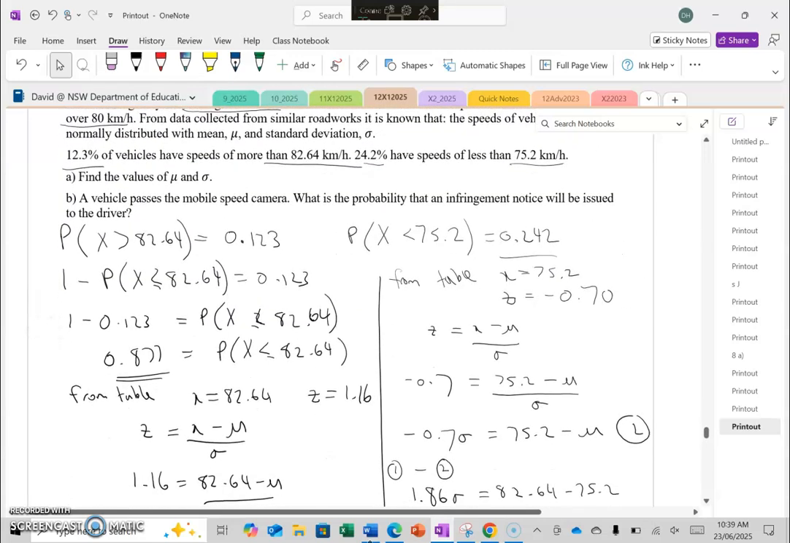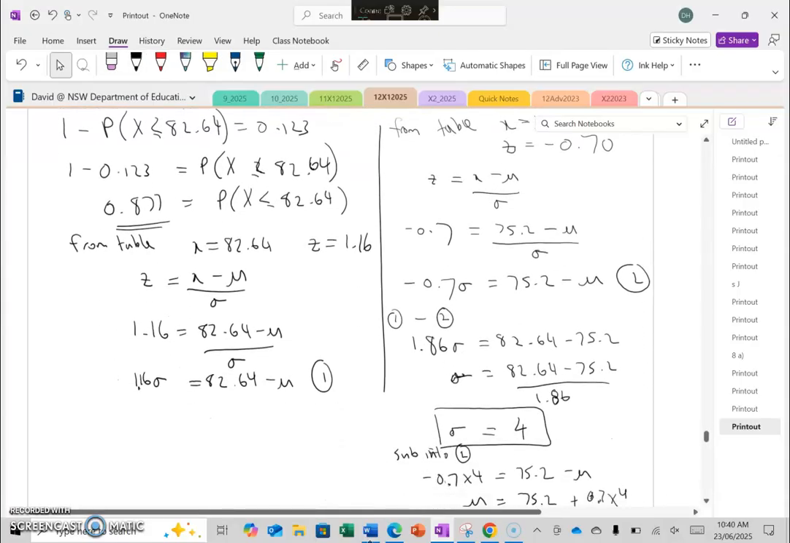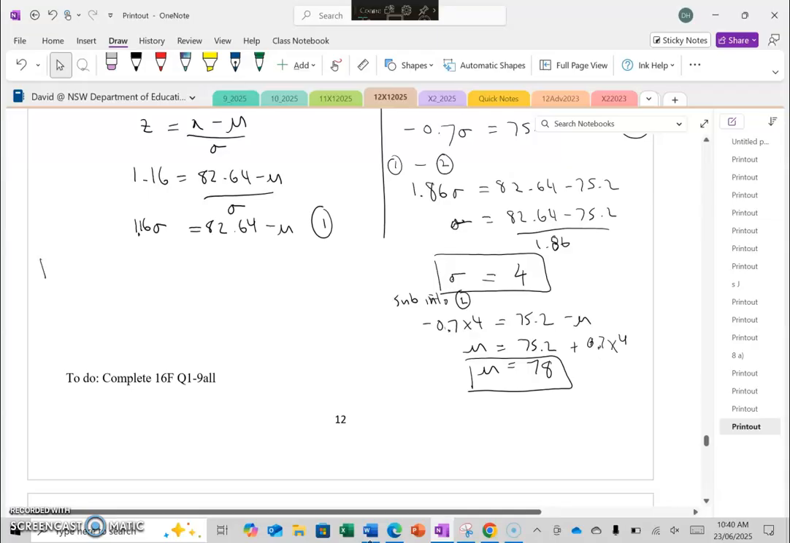Let's read B. A vehicle passes the speed camera. What is the probability that an infringement notice will be issued? Remember, an infringement notice is issued if we're driving over 80 kilometers an hour. So I want to work out the probability that X is above 80. For part B, we want the probability that X is greater than 80.